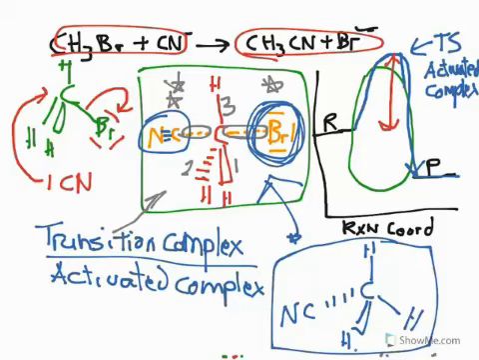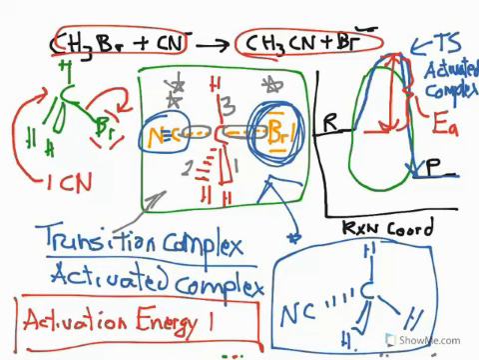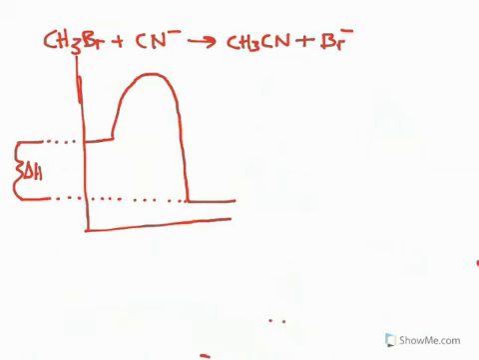This energy from the reactants to the transition state, that change in energy, is the E sub A, which is activation energy. I'll write it down here in the bottom right hand corner. Activation energy, labeled E sub A. So let's talk some more about this now that we know what we're looking at. Let me erase. Okay, so here we go.